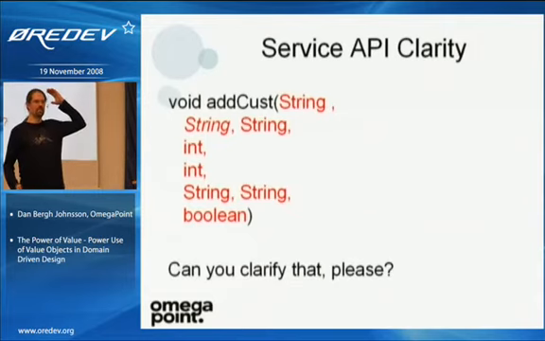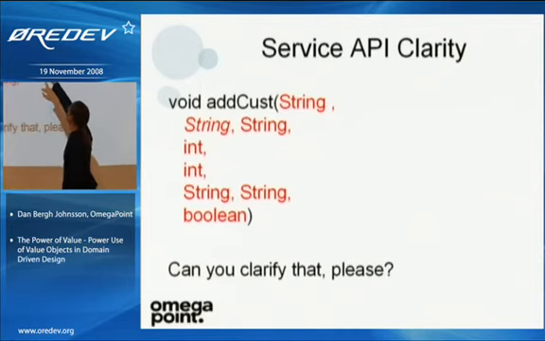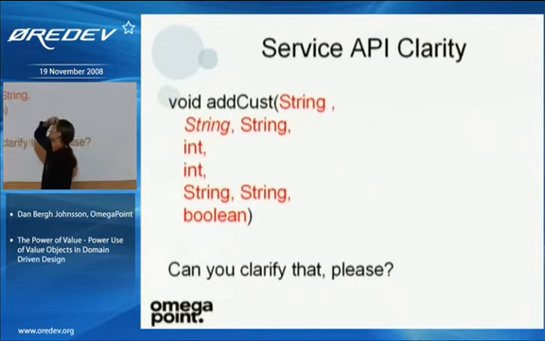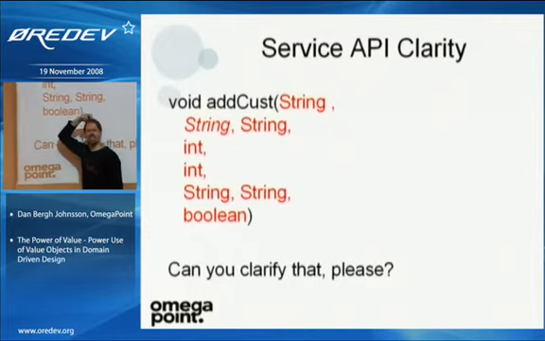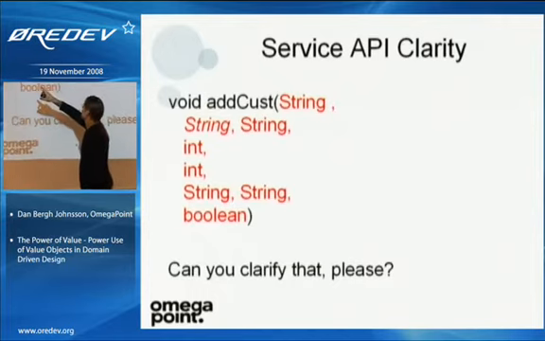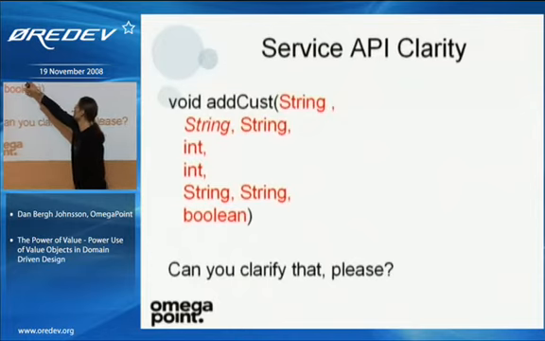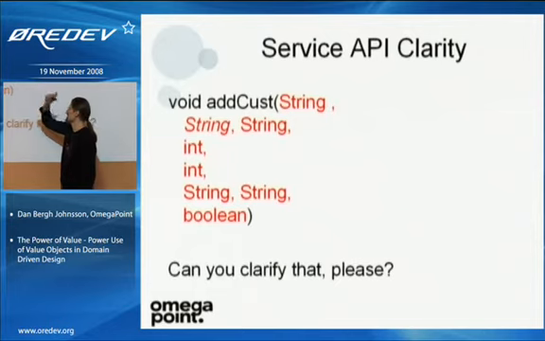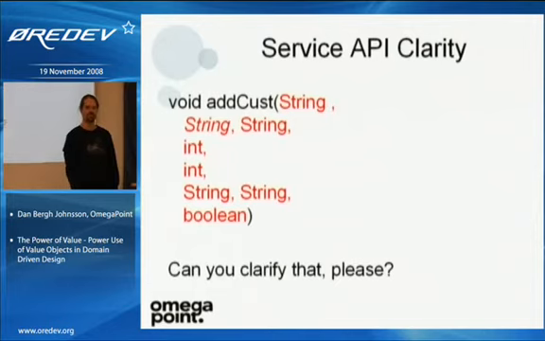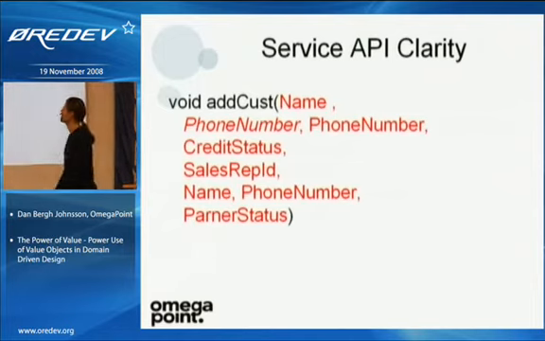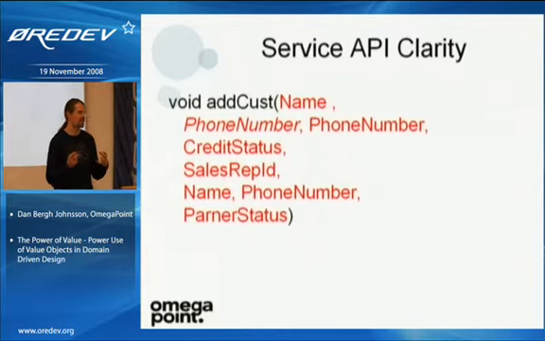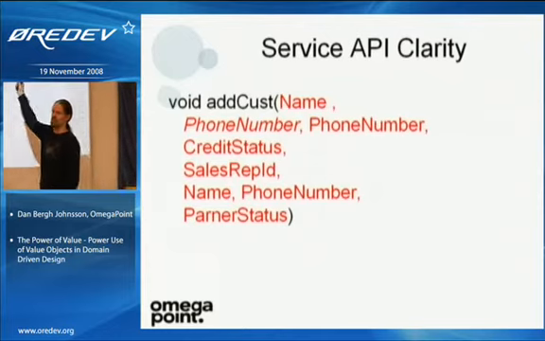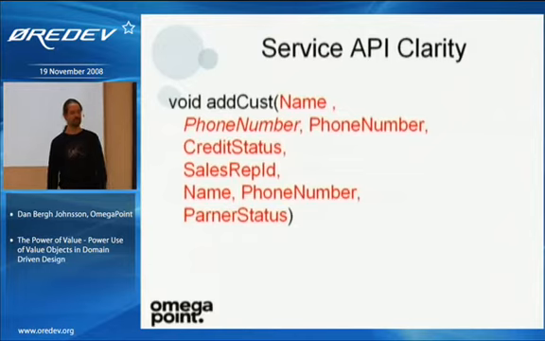So, this is the name of the customer, the phone number, the fax number, the sales representative ID, I've forgotten that one. This is the name of the direct contact and the direct phone number, and this is whether we got party status or not. Okay. After applying some basic value objects, the API will look like this. Better?